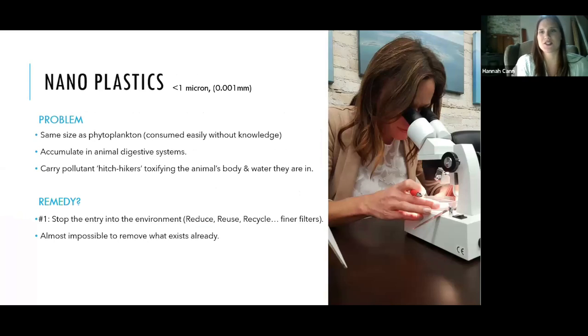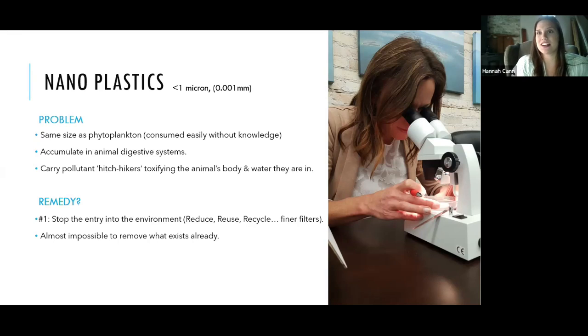So nanoplastics are really small, less than a micron. The problem is that they're the same size as phytoplankton. So fish will eat them, they consume them without knowledge, and then as Brooke said, the toxins bioaccumulate in their system and it ends up leading to their untimely demise. So the remedies for these are stopping the entry into the environment, reduce, reuse, recycle, and having finer filters on our effluent water outputs. And it's almost impossible to remove what exists already.